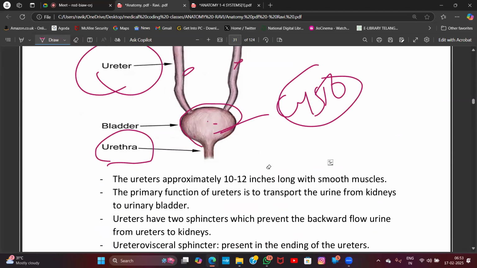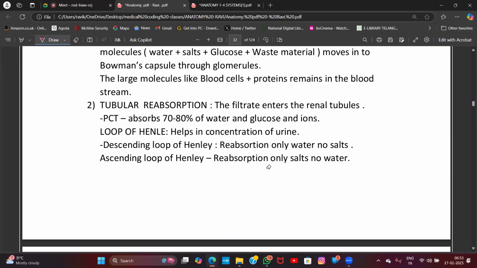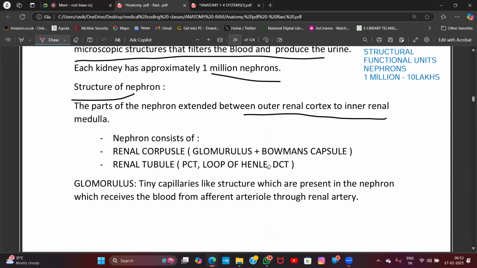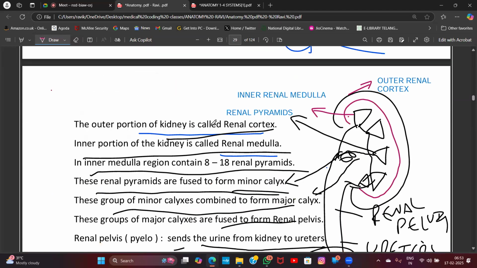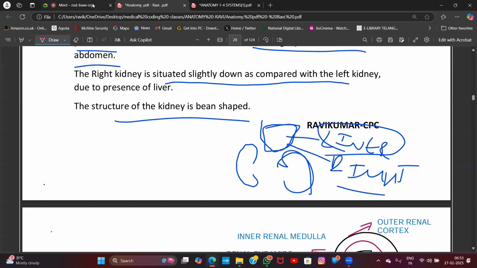And tomorrow I will continue the session on diseases and processes of the renal system. Okay, today I will share the PDF of the renal system. Please go through the renal system PDF.